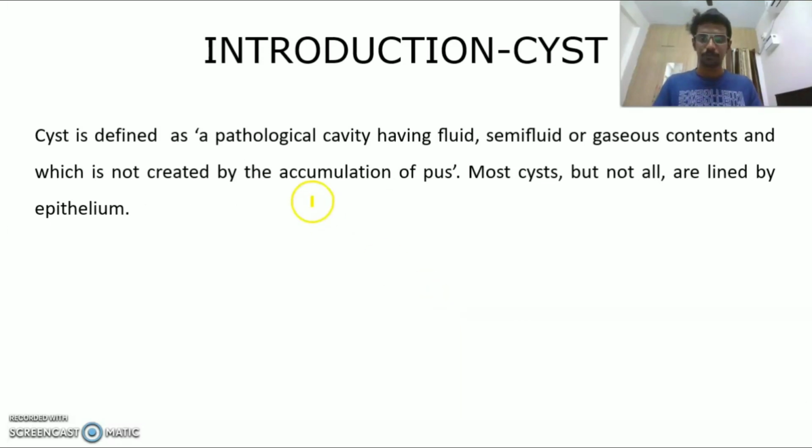Define cyst. The cyst is a pathological cavity having fluid or semi-fluid or gaseous content which is not created by accumulation of pus. Most cysts, but not all, are lined by the epithelium. That means not all cysts need to be lined by the epithelium. There are some unlined cysts also; I mean non-epithelial cysts also exist.